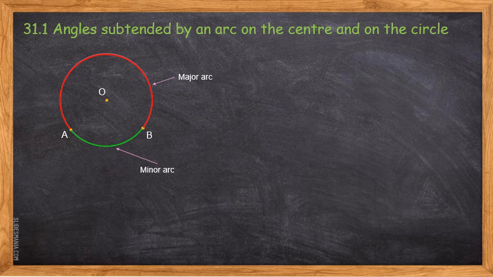I have colored this. The minor arc is in green color, the major arc is in red color. Then there are 2 types of angles that are subtended by these arcs.